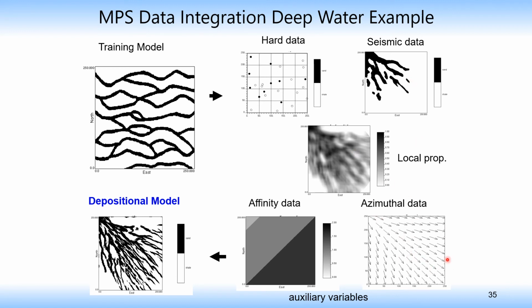We can also embed directional data to control shapes and affinities. So have thicker to thinner channels or distance from shoreline, and turn this image into that image in this conceptual model here.